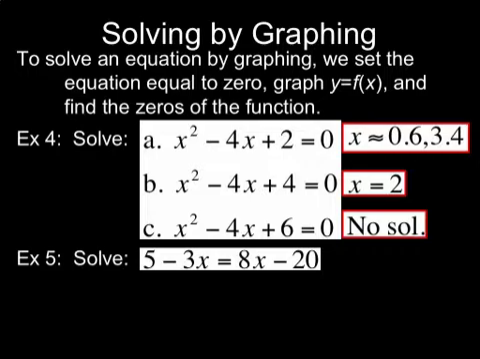As you can see in example A, we get 2 solutions because the function intersects the x-axis at 2 different points. In B, the function intersects the x-axis in just exactly 1 point. And then in C, we get no solution because there is no intersection between the function and the x-axis.